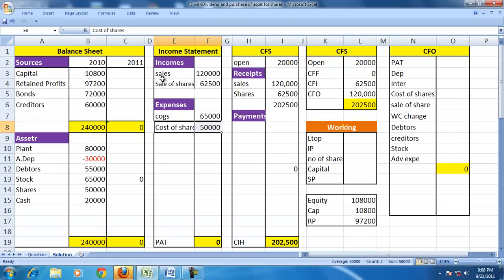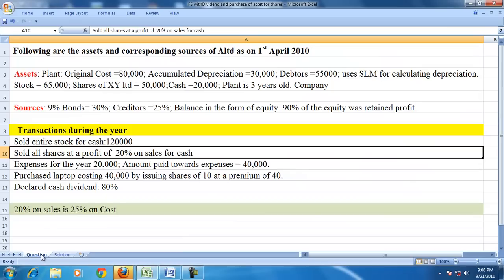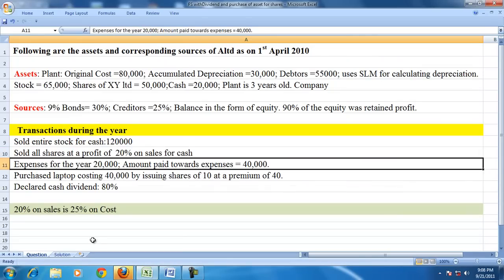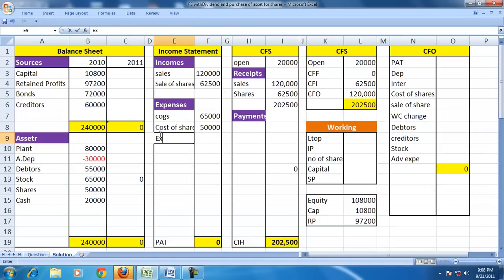It's possible that instead of showing 62,500 and 50,000 separately, we can show the profit or loss, and in this case profit on sale of shares 12,500. Then expenses for the year 20,000, but amount paid toward expense is 40,000. Expense 20,000 in the income statement, but the payment towards expense is 40,000. So therefore we say that if the payment is more than the expense, then in the balance sheet there will be an asset of 20,000.